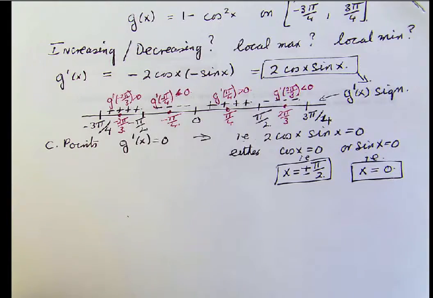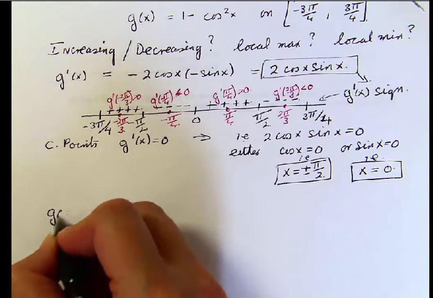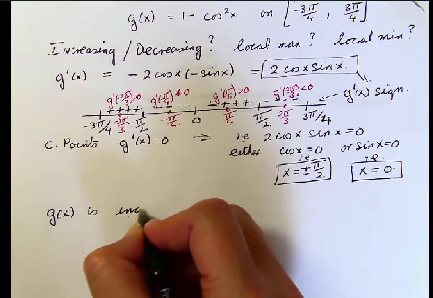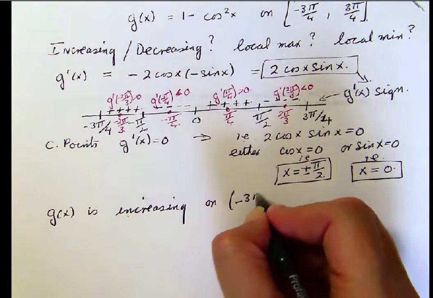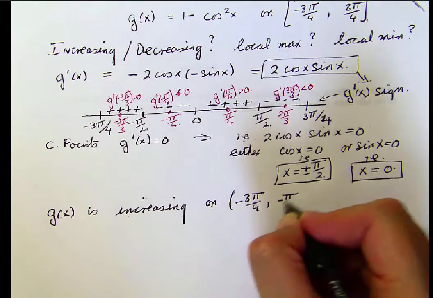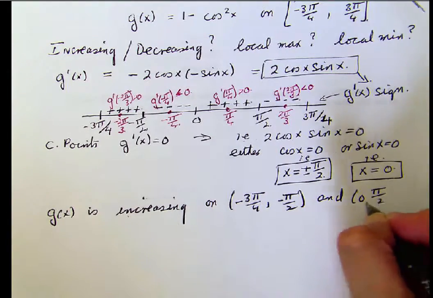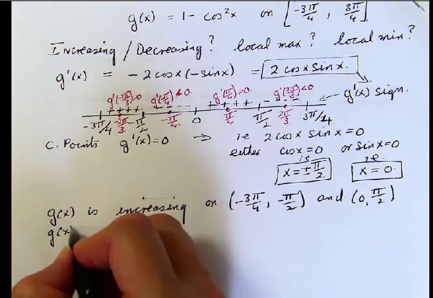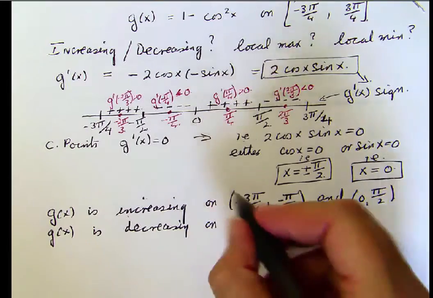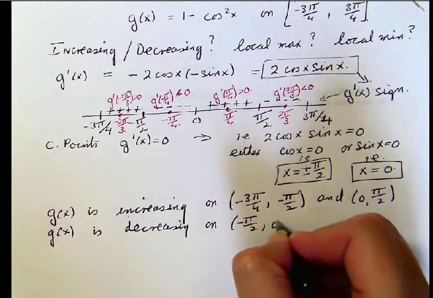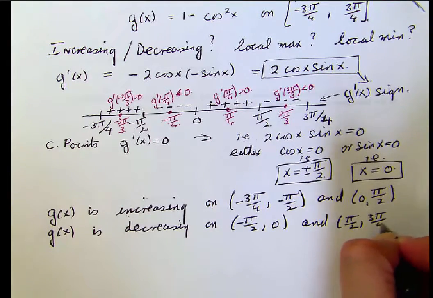What does this tell us about our function g, the graph of our function g? Well, we have g of x is increasing on the interval from minus 3 pi over 4 to minus pi over 2, and on the interval from 0 to pi over 2. And g of x is decreasing on the interval from minus pi over 2 to 0, and from pi over 2 to 3 pi over 4.